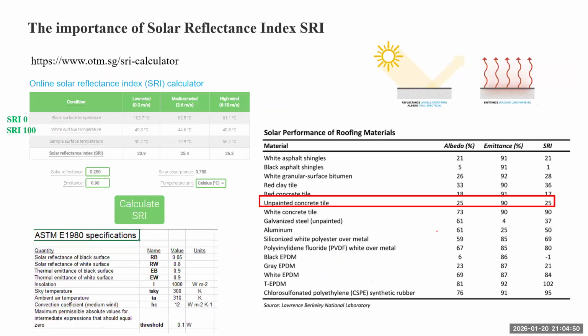So here I also provide you an example. Okay, to understand concrete, take concrete tile as an example with albedo reflectance of 25% and emittance of 90%. Let's do the calculation. And through the calculation, we understand the importance of the solar reflectance index.